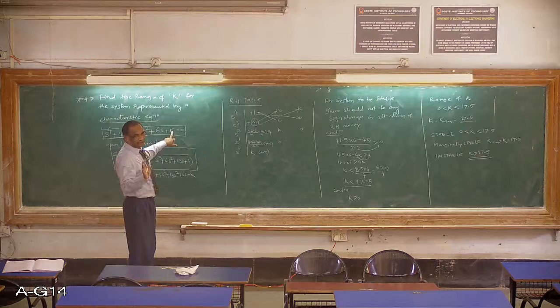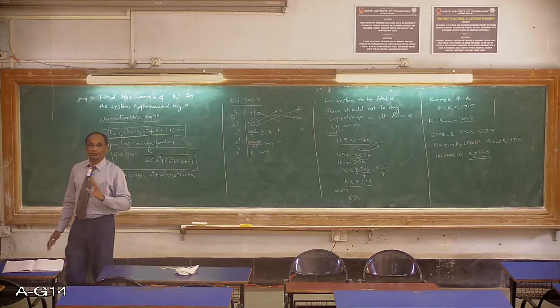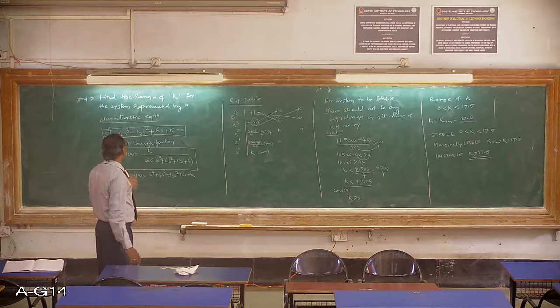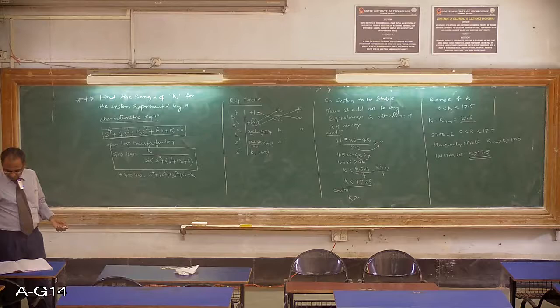You take K less than 17.5 and solve the problem, and you will get all the roots lying on the left half of the S plane, meaning there will be no sign changes in the first column. You take K exactly equal to 17.5, and you will come to know that two roots are lying on the imaginary axis, purely imaginary, so the system is marginally stable. So this is how we can find whether the system is stable, unstable or marginally stable for a given K.